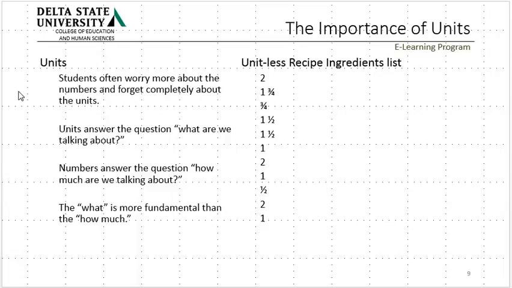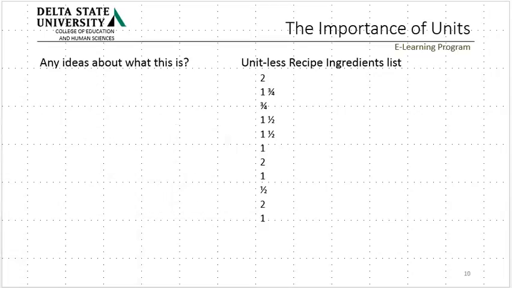Now here's an example of why units are extremely important. Here's a recipe without the units. Guess what it is, right? I mean, you've got no chance of guessing what this is. This is just numbers. And this is the kind of answer we get sometimes on tests when students are trying to solve something. They just give us a number. And I'm like, a number? I don't know what a number means.